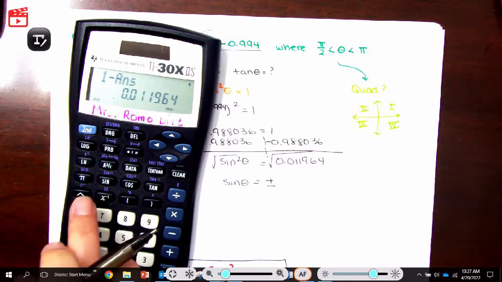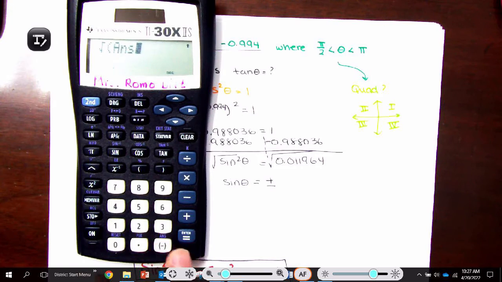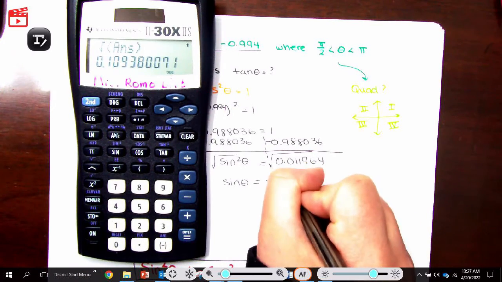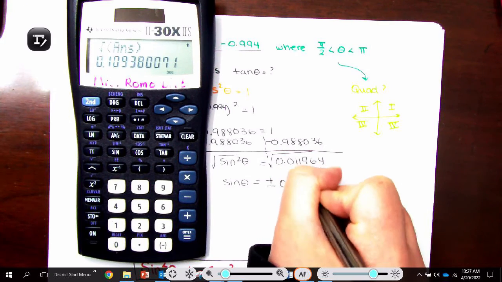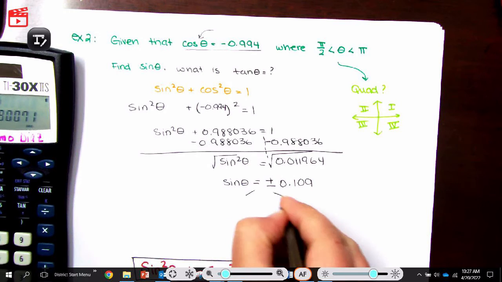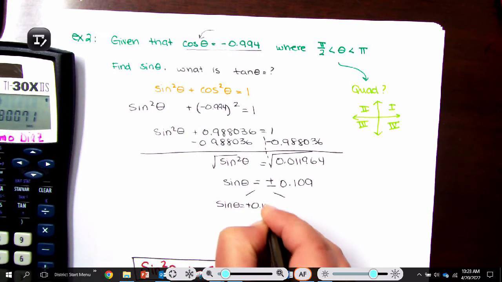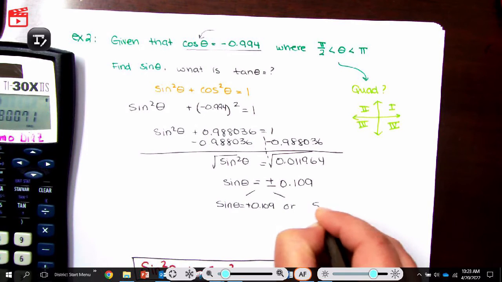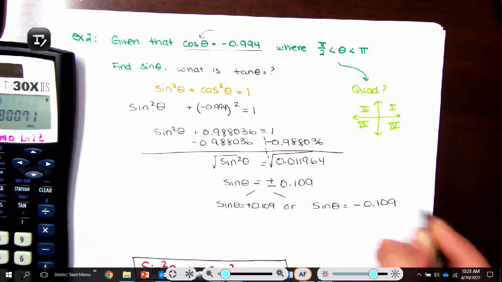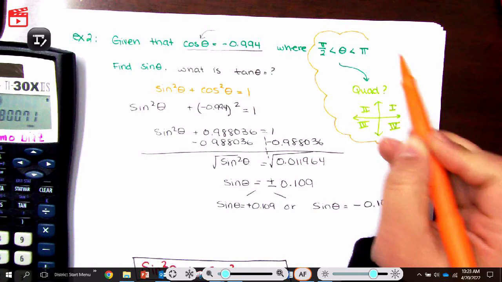So again, I'm going to press second for the square root, and second again on the negative button to bring over that decimal. So I have 0.1093, so I'm going to leave it at 0.109. Now that means we have two possible answers: sine of theta equal to positive 0.109 or sine of theta equal to negative 0.109. That depends on which quadrant we are in. So which quadrant are we in exactly?